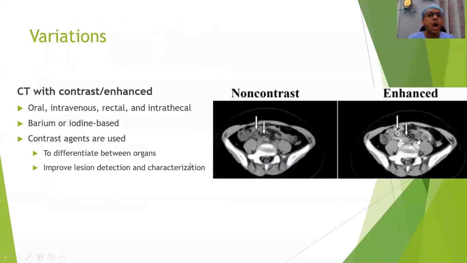Okay, now in terms of variations or the types of CTs you can come across. CTs, as we talked about, are contrast or non-contrast. This is non-contrast, no dyes are introduced. With contrast, dyes are introduced into the body segment. The dyes are introduced orally, intravenously, rectally, or could be intrathecal. Oral could be barium sulfate, and intravenous could be iodine based.